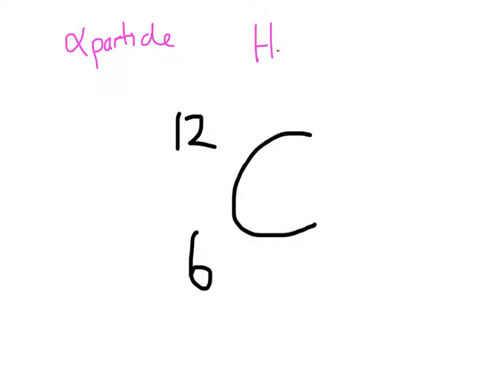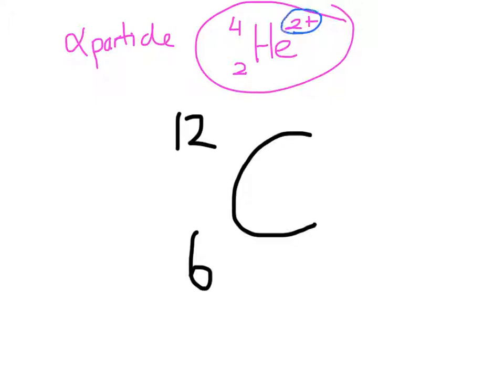Helium has, if you look on the periodic table, an atomic number of 2 and a mass number of 4, and they say that it is 2 protons and 2 neutrons, which means it's got no electrons anymore. So it's lost those 2 electrons, so it's become 2 positive. That is an alpha particle, which is just the helium nucleus. It's the middle bits without any electrons at all, so it is a helium nucleus. That is the best description of those.